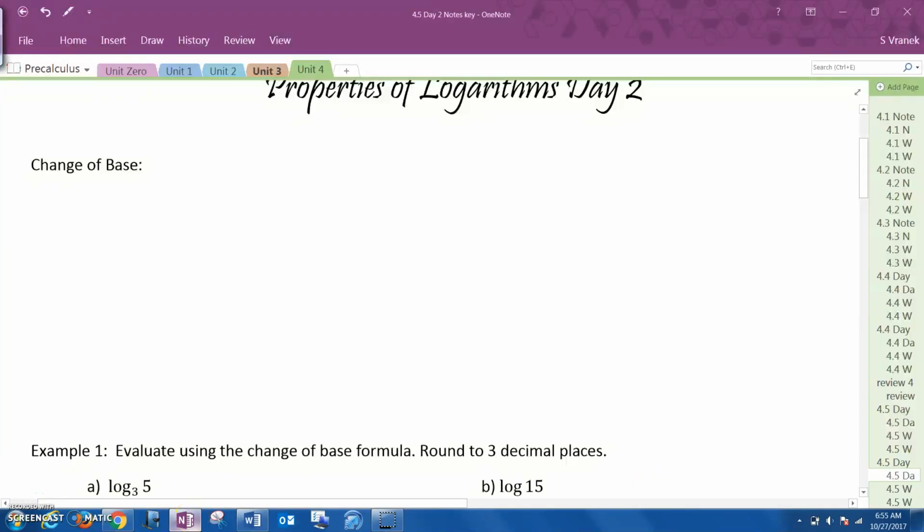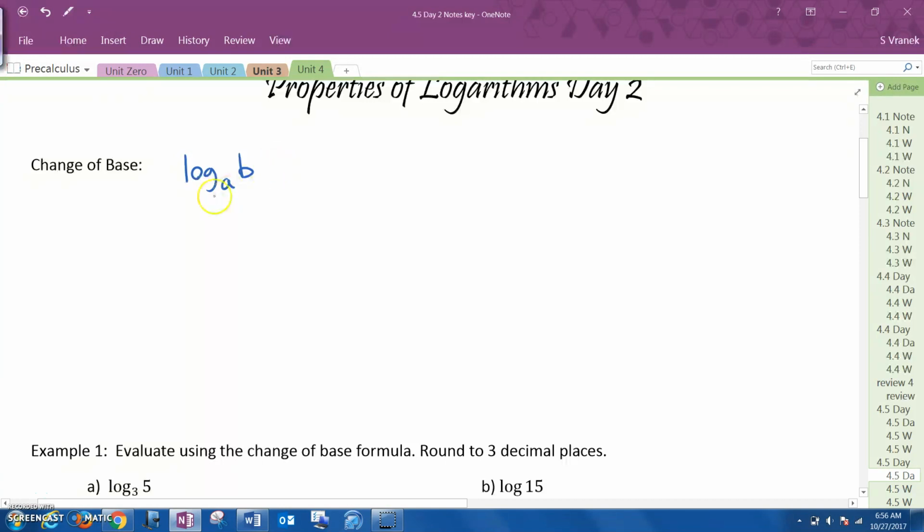Today we're doing properties of logs, day 2. First thing we're going to learn is the change of base formula. Now, this comes from the fact that sometimes in our calculator, although the newer calculators do this, the older calculators only had log base 10 and natural log. So if you had a different base than 10 or e, you had to do a change of base so you could type it in and see the decimal approximation.